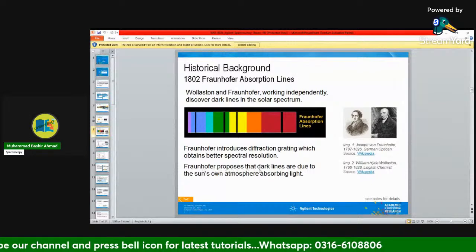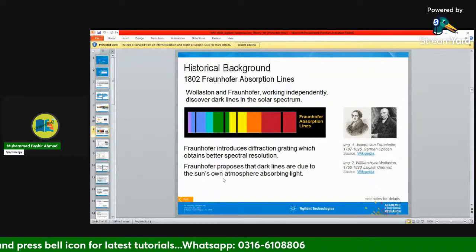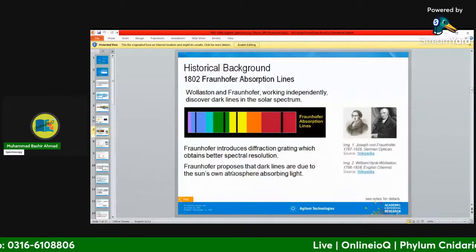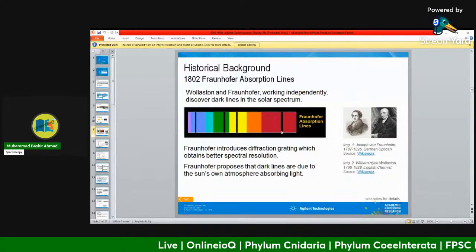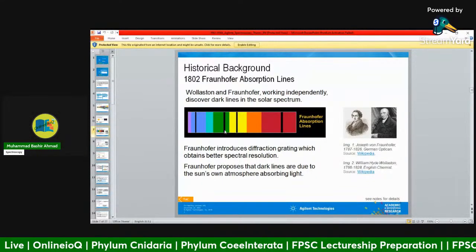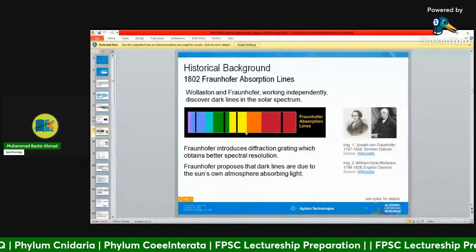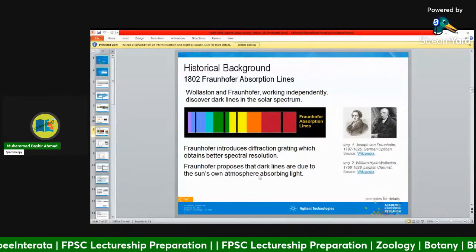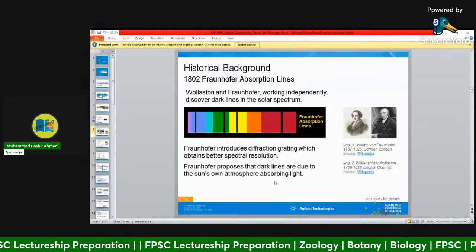Fraunhofer proposed that the dark lines are due to the sun's own atmosphere absorbing light. Why are there dark lines in the solar spectrum? We can see this is a pure visible spectrum of light, and these lines are due to the sun's own atmosphere absorbing light.